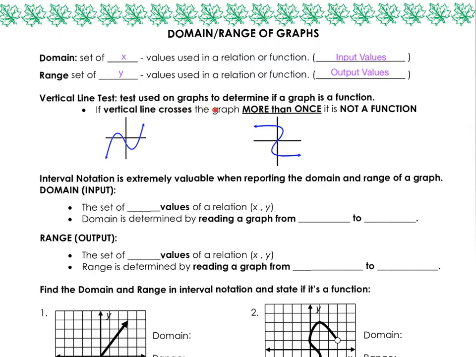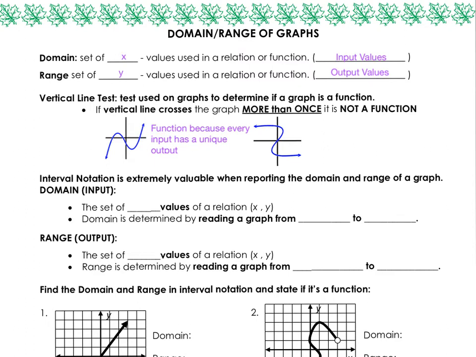I spoke a little bit about the vertical line test. This is a test that's used on graphs to determine if a graph is a function. If the vertical line crosses the graph more than once, it is not a function. So in this first one, anywhere I put a vertical line, it would only pass in one location on the function. So that means this is a function. It's a function because every input has a unique output, and I found that by doing the vertical line test.